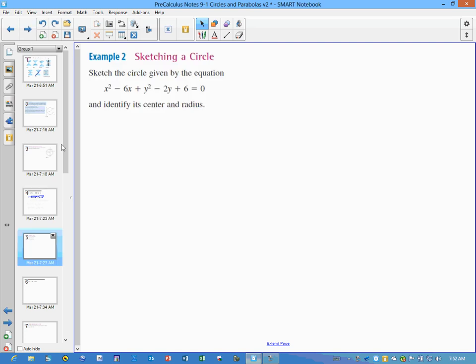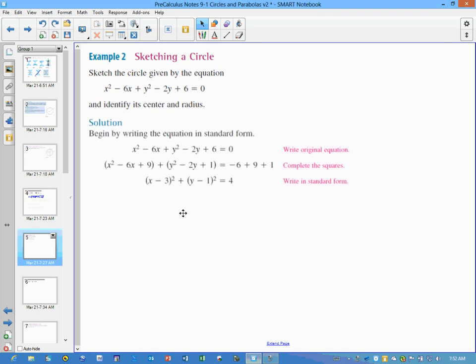Alright, the next skill we need is being able to sketch a circle. And very often you'll be given the equation in general form. It's not already in the standard form for you. So we'll have to manipulate this so that it is in standard form. So the first thing we're going to need to do is complete the square for x and complete the square for y. And I'll show you the algebraic steps here.